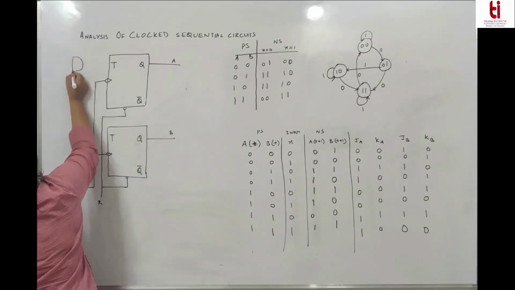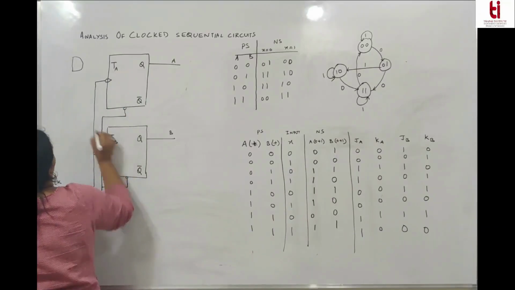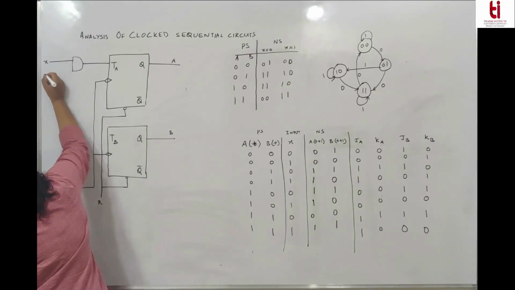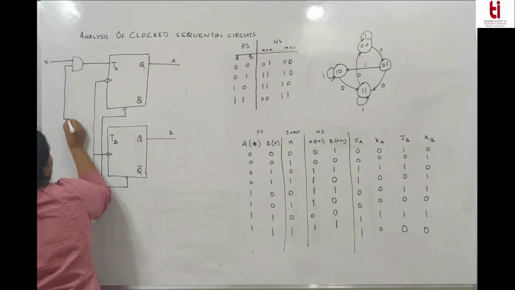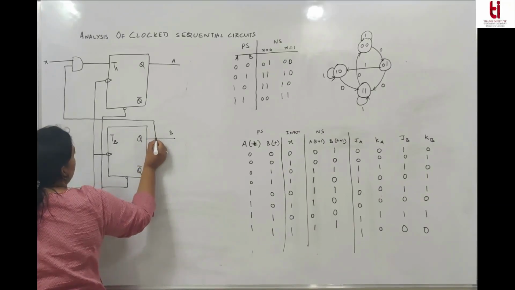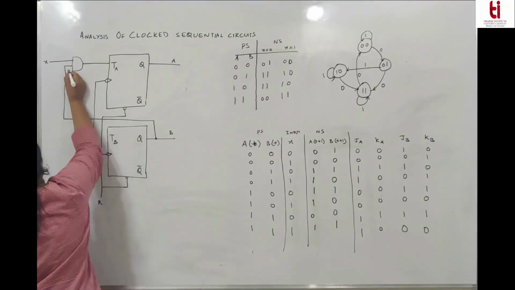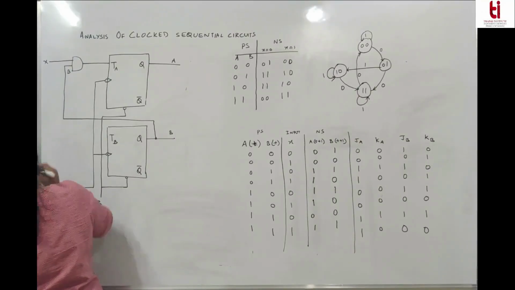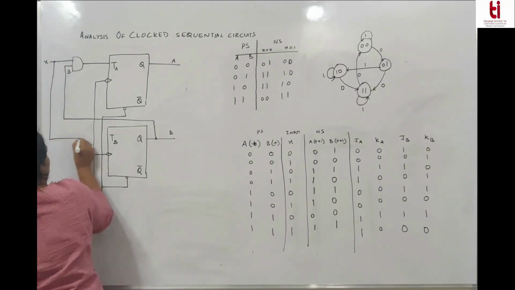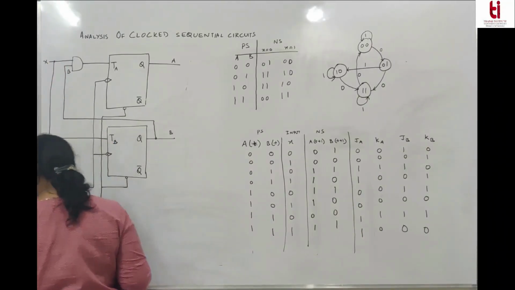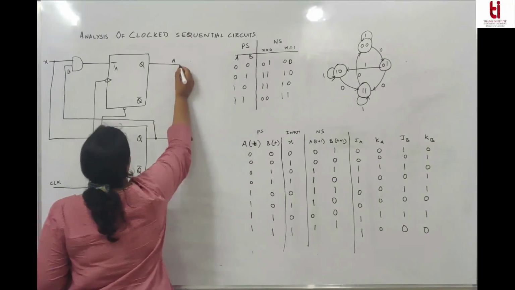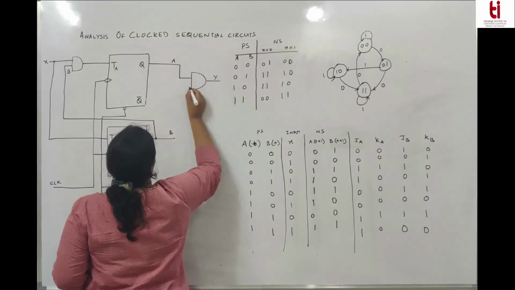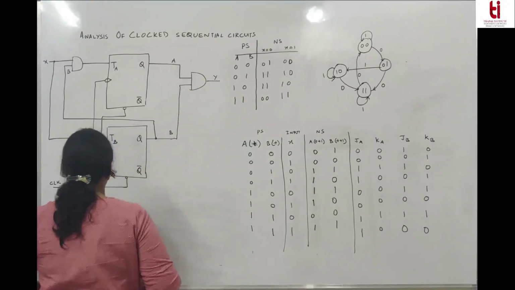The input to the first one, TA, is through an AND gate whose one input is X and second input is B. So wherever there is a dot, there is a connection. And to TB, there is a straight input from X. And the outputs of both the flip-flops, A and B, are ANDed together to get the final output Y.